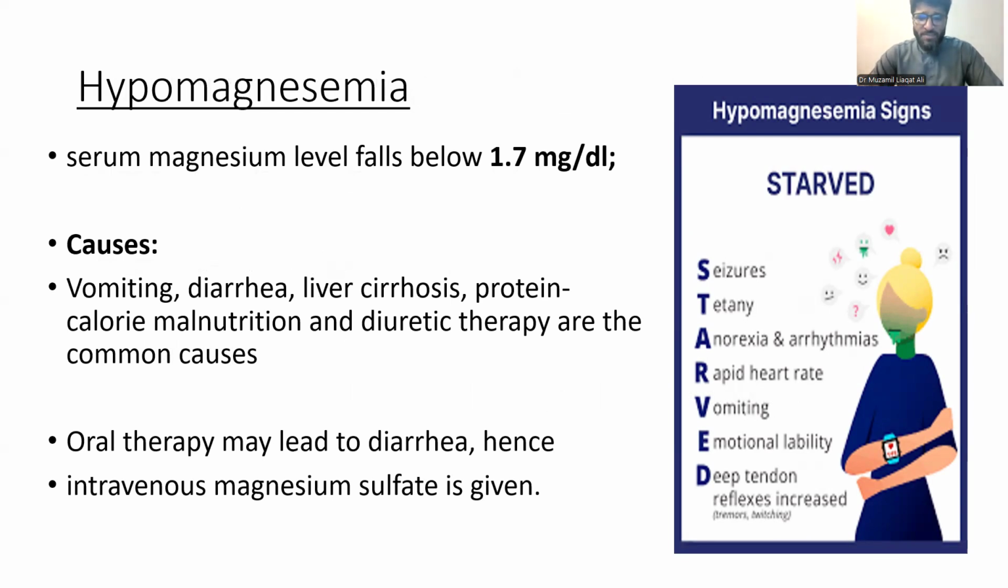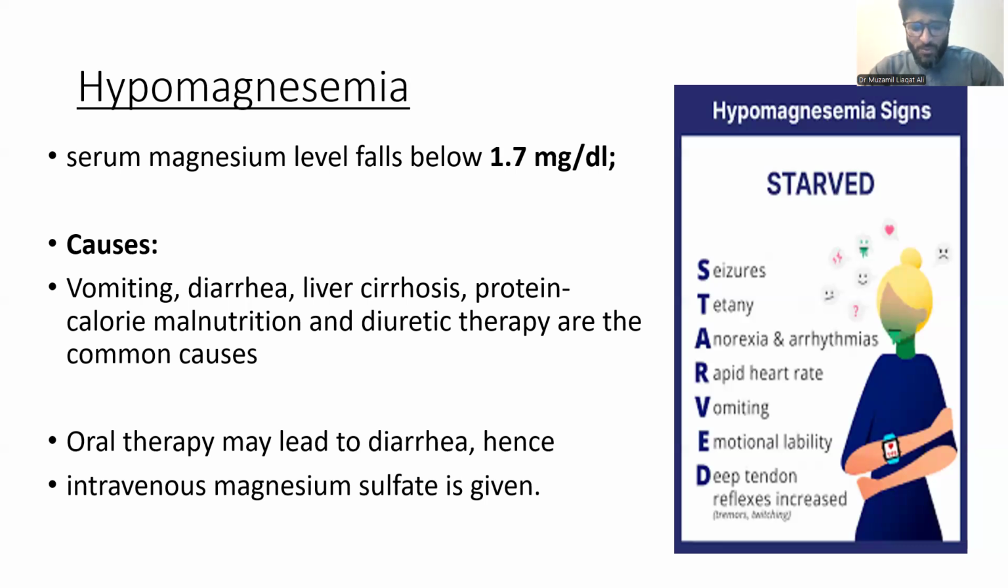The causes of hypomagnesemia may include vomiting, diarrhea, liver cirrhosis, protein calorie malnutrition, and diuretic therapy, as many diuretics increase magnesium excretion. As you can see on your screens, the mnemonic for hypomagnesemia is STARVED. S for seizures, T for tetany, A for anorexia or arrhythmias, R for rapid heart rate, V for vomiting, E for emotional lability, and D for deep tendon reflexes increased.